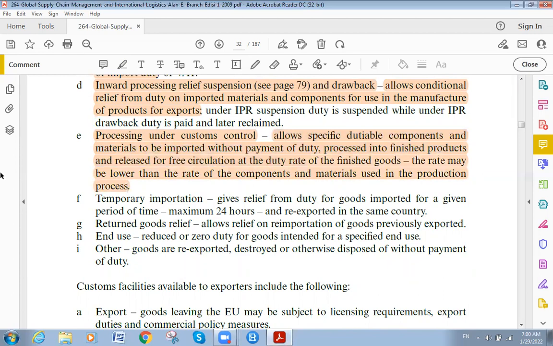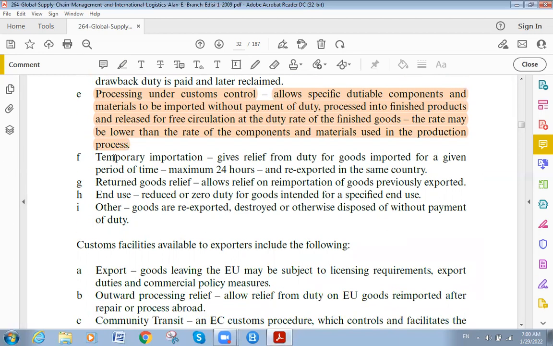We also have temporary importation, which gives relief from duty for goods imported for a given period of time, like a maximum of 24 hours, and re-exported in the same country. So you don't pay any customs, because simply it will be uploaded back to another country, like it's coming for a transit.